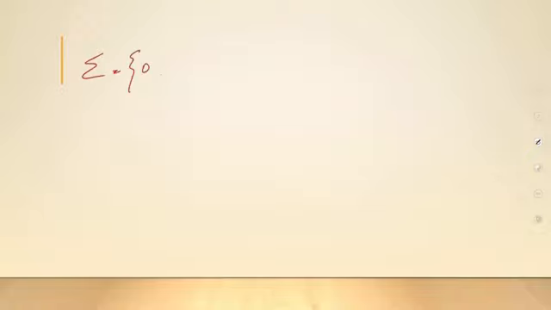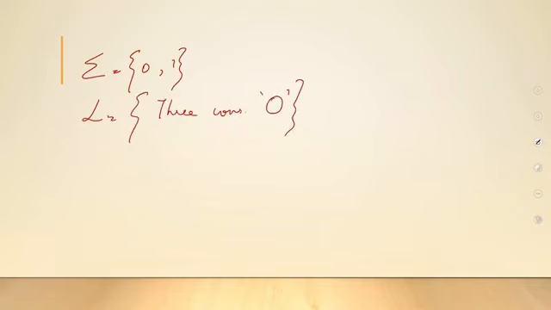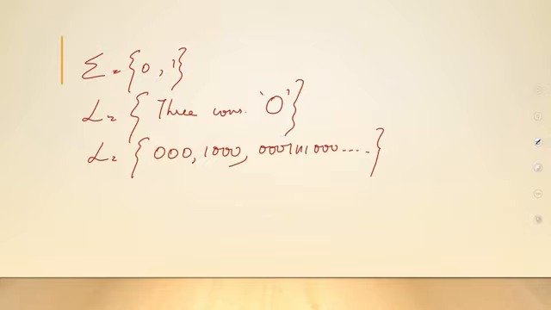Sigma is 0, 1, and the language should have 3 consecutive zeros, or ones, or whatever. Just complete that problem. Your language can be, the smallest string will be 000, 1000, 0100, and so on. You know, it can go on.